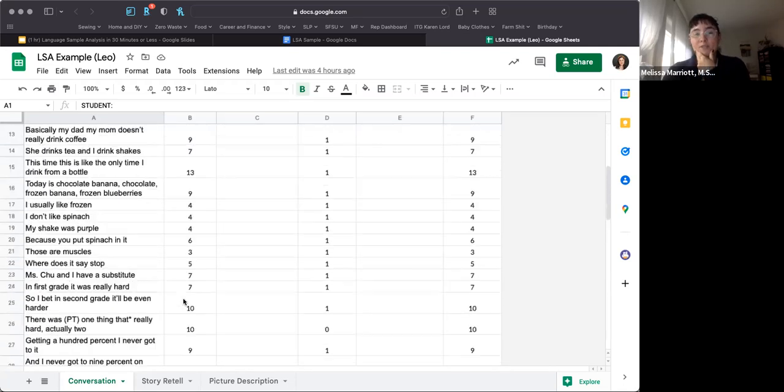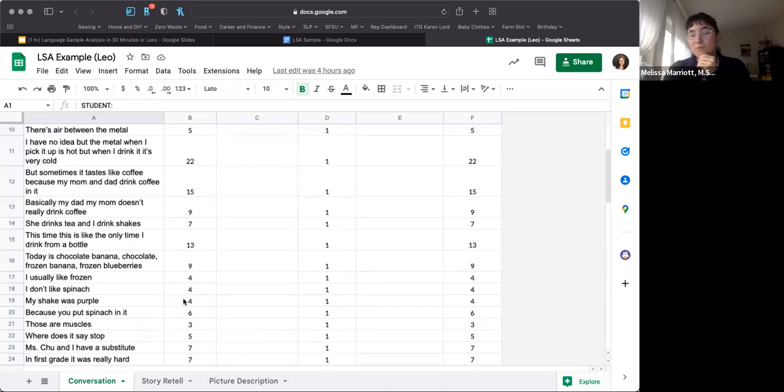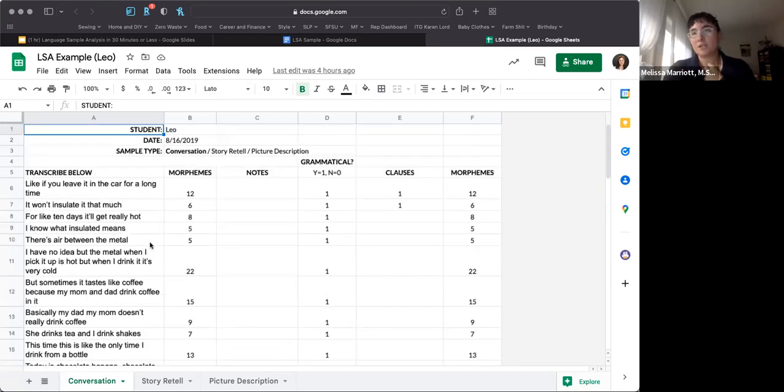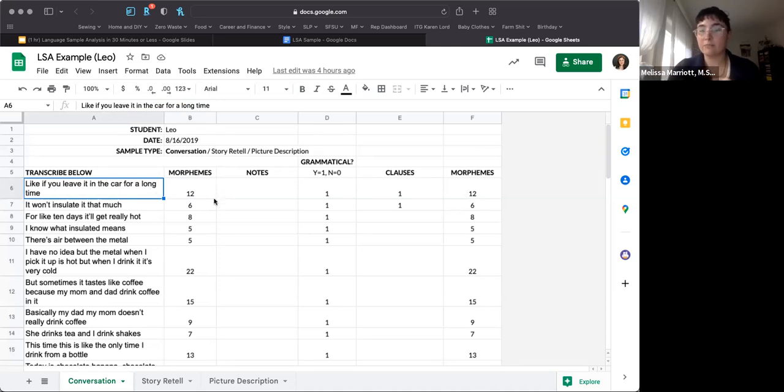So again, like I mentioned, I have all of this available to you, so you'll be able to use it and access it. Here's the thing that I need to do. Right now, this is just a word count for this utterance. If I want to turn it into morphemes, which I do because it's a more accurate measure of a student's language, all I need to do is go through and add spaces to indicate morphemes. So here, for example, won't is a contraction for will not. So I'm just going to add a space right there. And now it's counting an additional morpheme.